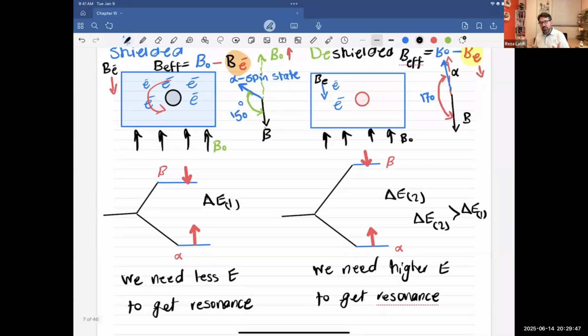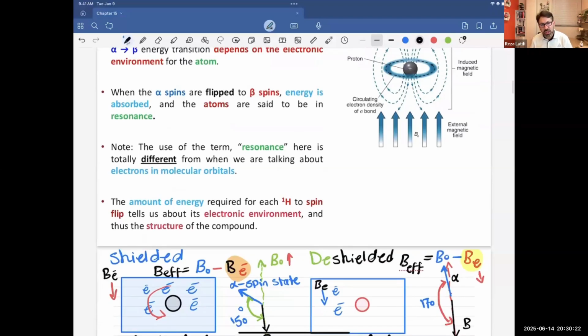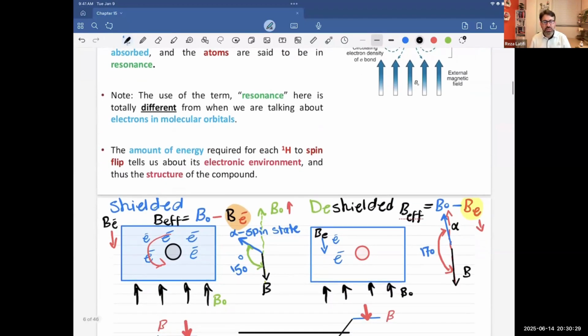But if there are not many electrons around me, the external field very soon will diffuse to the nucleus, and my nucleus will sense the external field. So my spin will be aligned with the external field. Because it's really well aligned with it, in order to turn it to beta, we need to spend way more energy to get resonance. Okay. It says the amount of energy required for a hydrogen atom to spin depends on the environment. Yes, as you see here, it depends on whether we have too many electrons there or not. That's going to change the effective magnetic field around the nucleus.